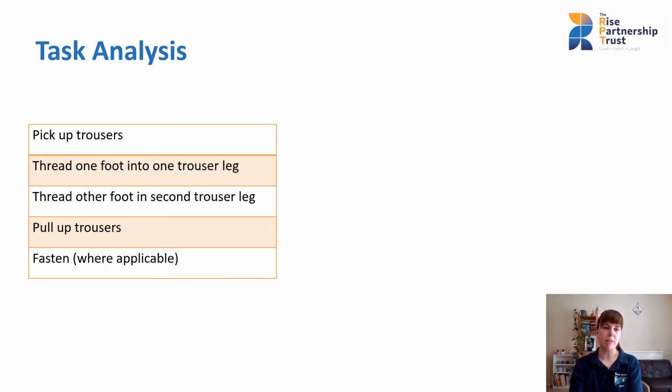So some of you might have come up with something similar to the box on the right. As you can see, this breaks down the task into 5 steps. Picking up the trousers, threading one foot into the trouser leg, threading the other foot, pulling up the trousers and fastening them.